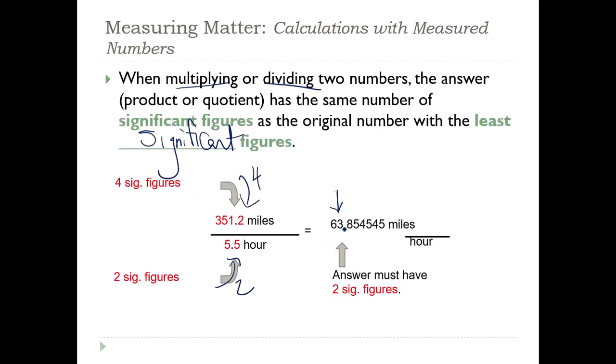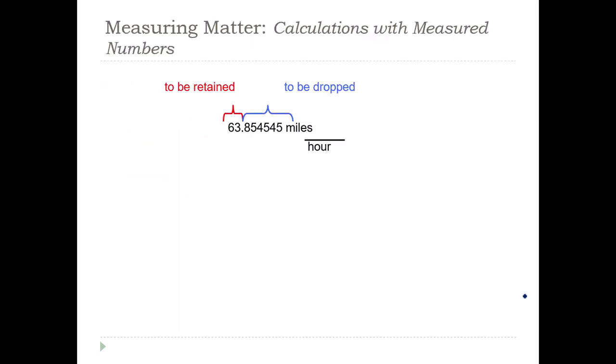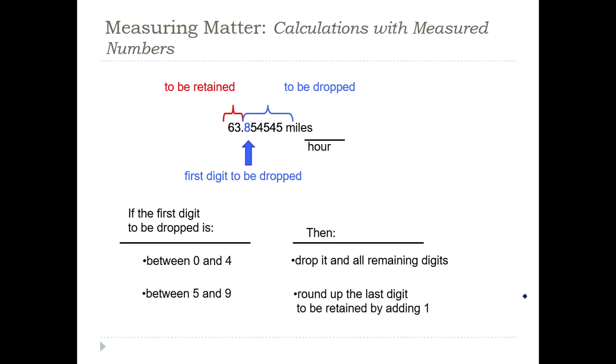Okay, and so the answer is 64 miles, and remember, units are important. The slide was out of order. So the rules: if it's between 0 and 4, don't round it up. If it's 5 or more, you go next door. That is, you round it up. So 64 miles per hour.